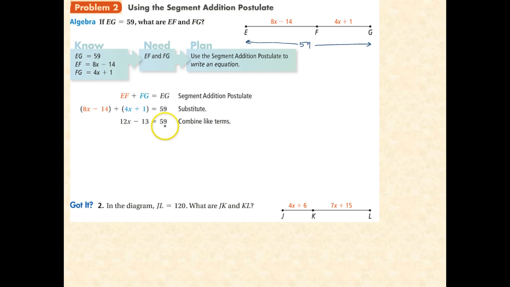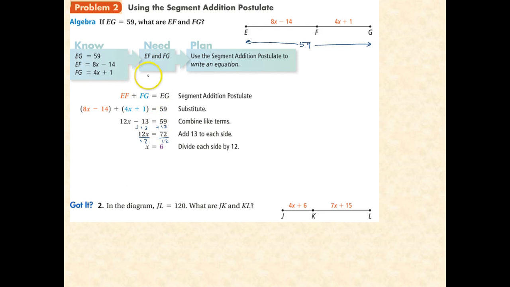Then I'll add 13 to both sides. Get 12x equals 72. Then divide both sides by 12. And you get x equals 6. Okay, so are we done?